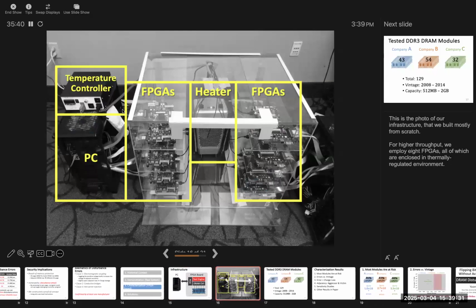This is how they implemented it in the real physical world. They have this PC and they have these FPGAs. They haven't shown the DRAM modules here, but they must be interfaced with their FPGAs. And these FPGAs hold the implementation of PCIe and the DRAM controller.